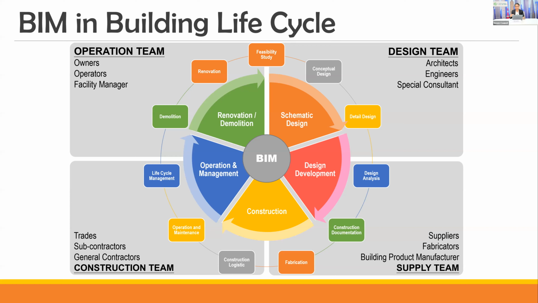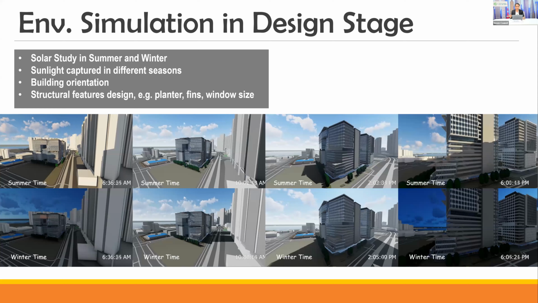I will give another example to show how BIM can get involved in embodied carbon. Here is an example of solar studies in different seasons. The pictures in the middle show the sunlight that can be captured in summertime, and the pictures at the bottom simulate the sunlight in wintertime. This can help the structural design, such as the location of the planter, the fins, or the window size.